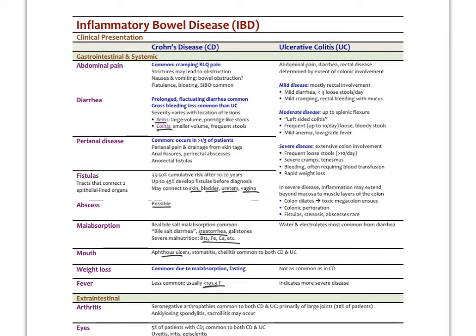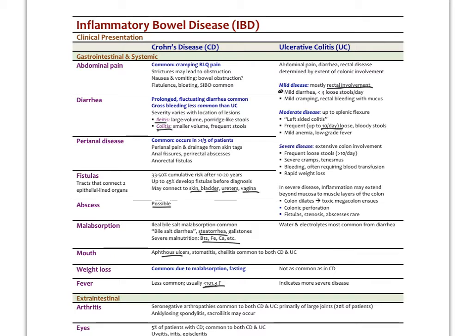With ulcerative colitis, it depends on the severity of the disease. So usually abdominal pain, diarrhea, rectal disease. Mild disease involves mostly just the rectum, and that presents typically with mild diarrhea, less than 4 loose stools a day, mild cramping, rectal bleeding with mucus. Moderate disease would be disease up to the splenic flexure, and we call that left-sided colitis because it's going up the descending colon, and that has frequent, up to 10 loose stools a day with passage of bloody stools as well, mild anemia, low-grade fever.